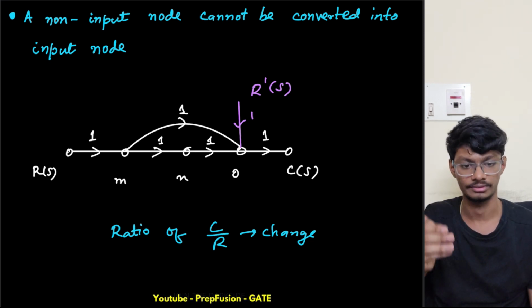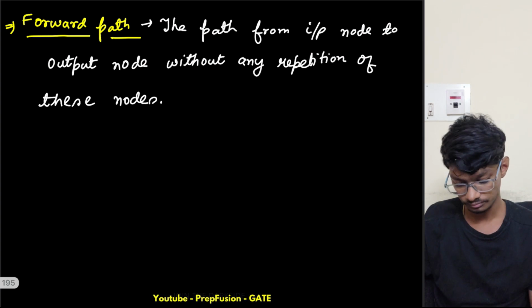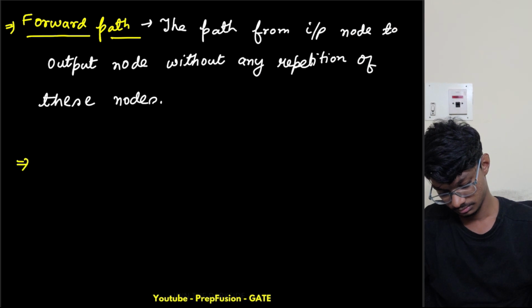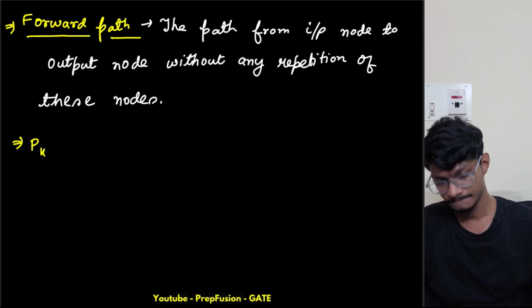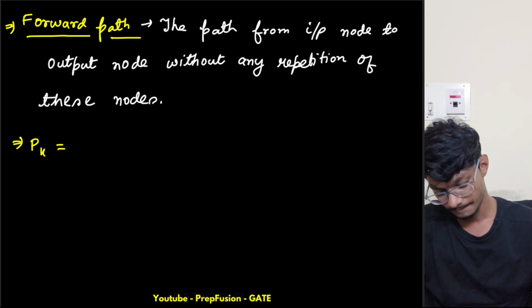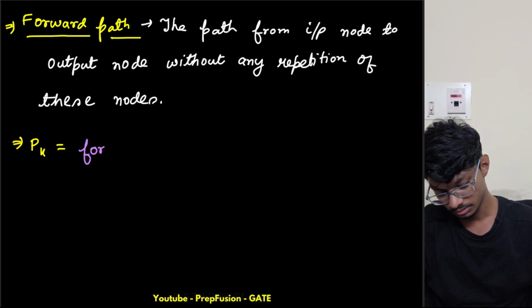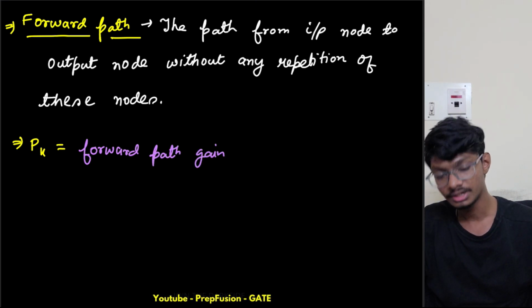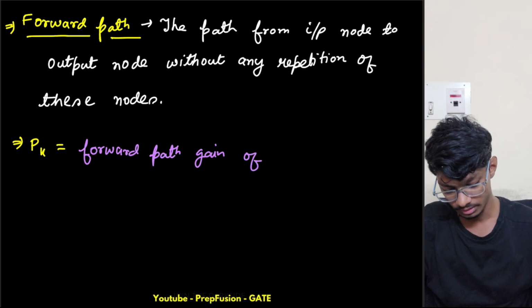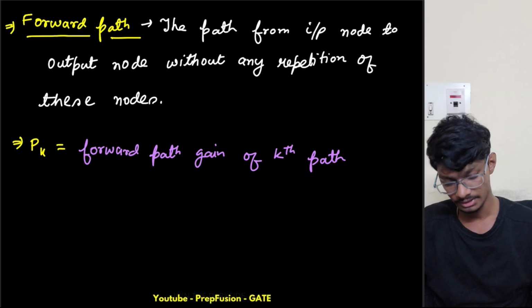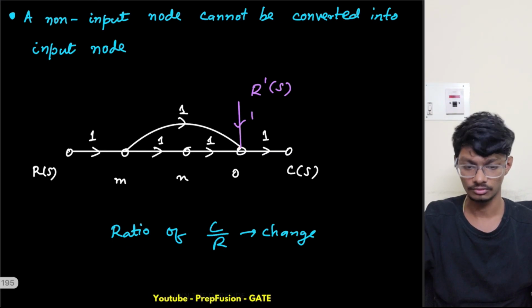What does forward path mean? That I explained to you. Now what does PK mean? PK means the forward path gain. PK means the forward path gain of that particular path. Here this is the kth path, so it is the forward path gain of that particular path.